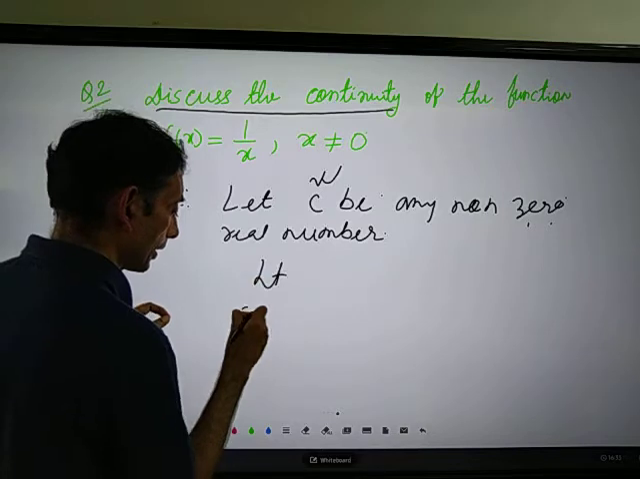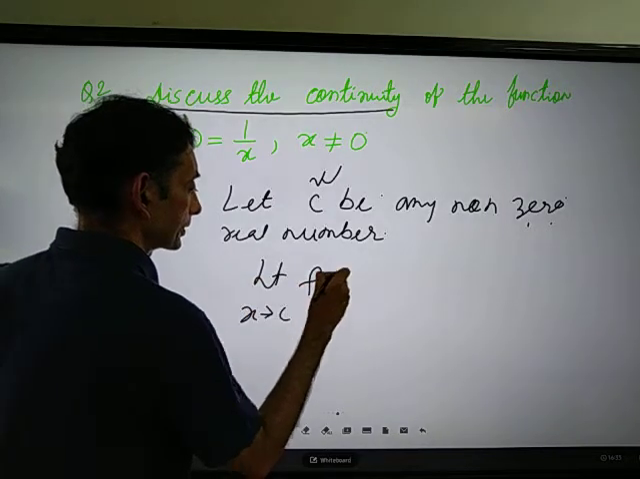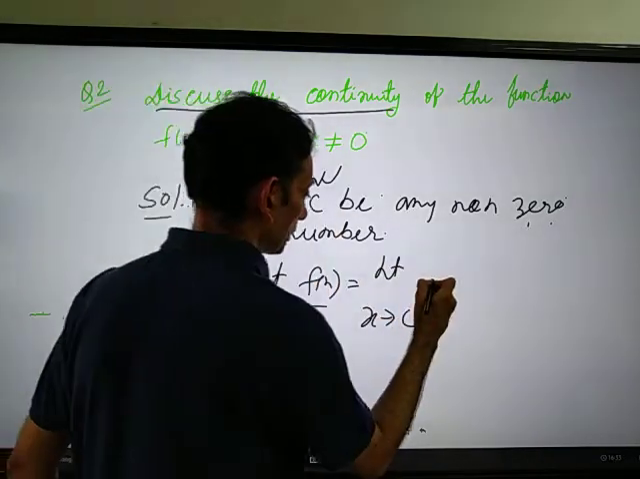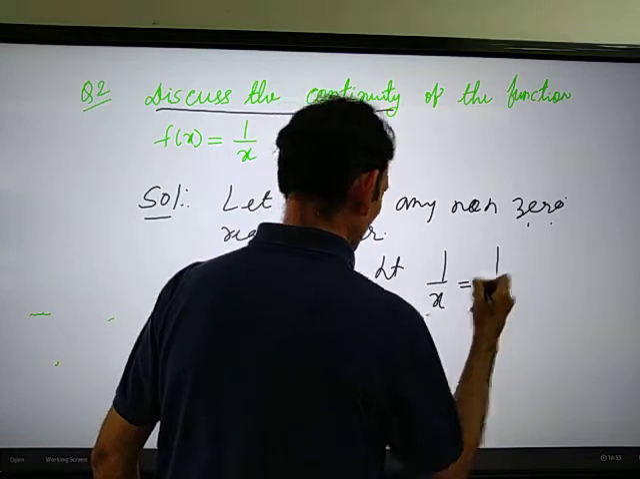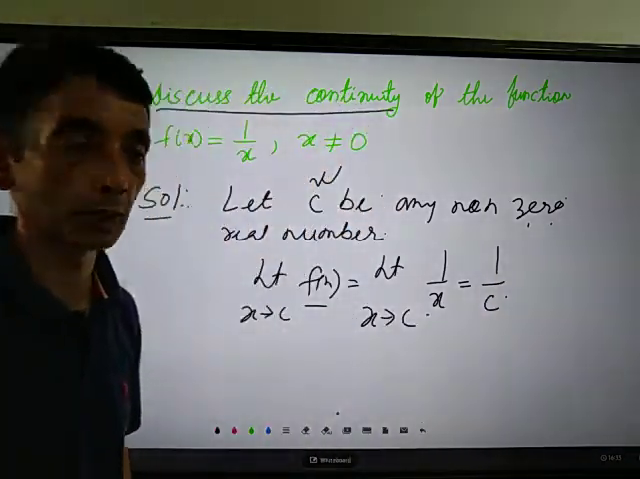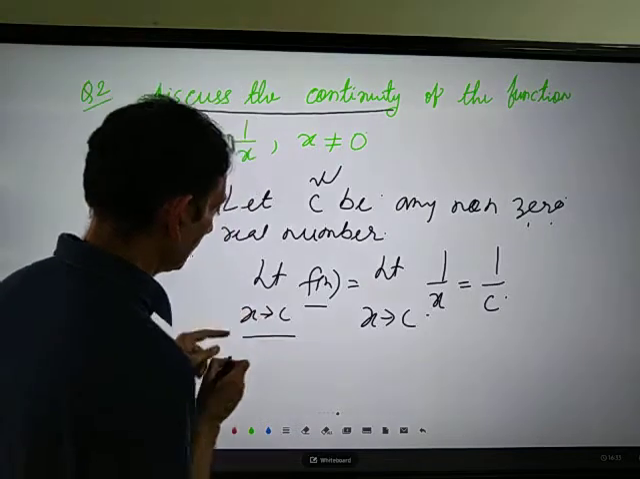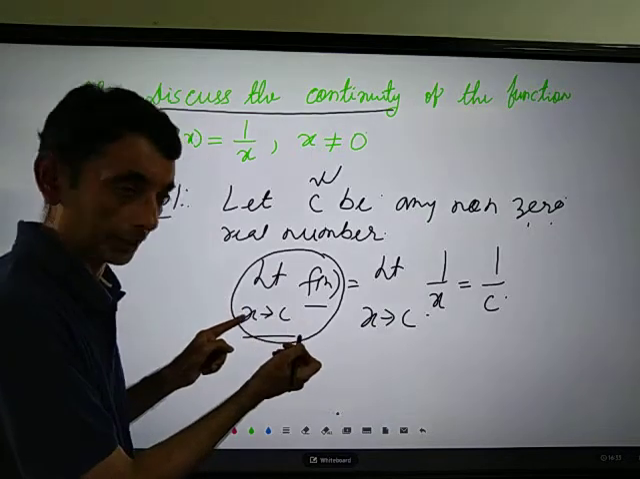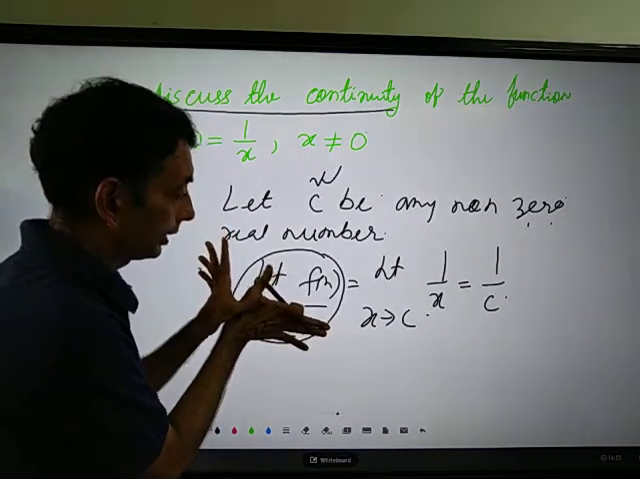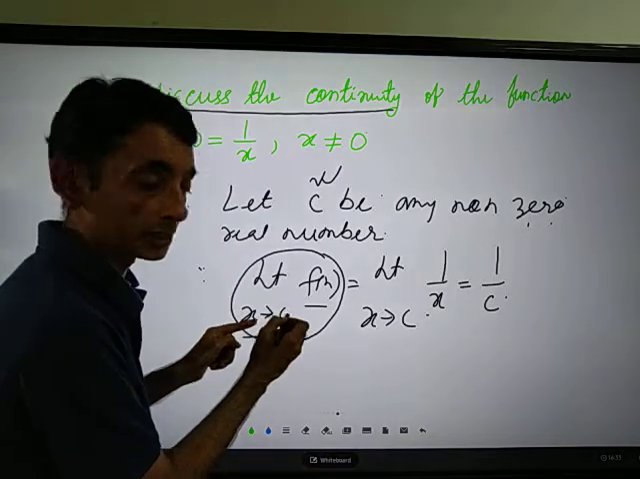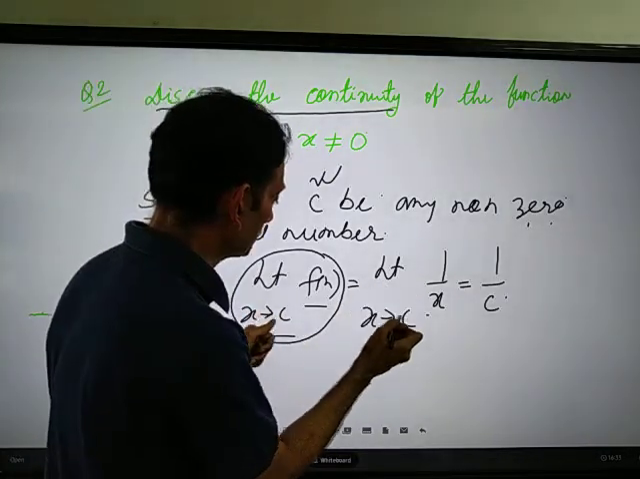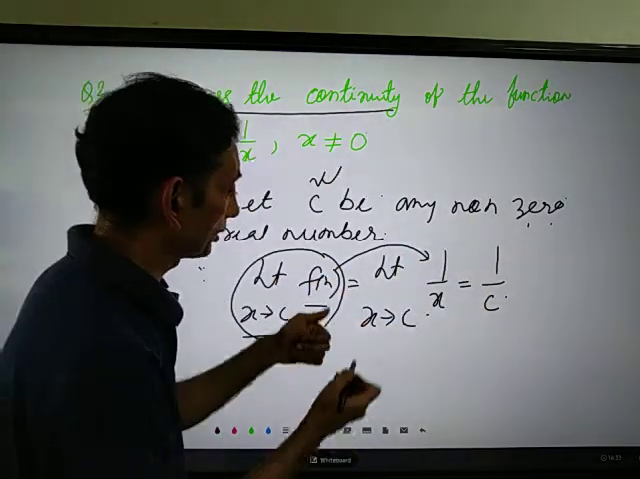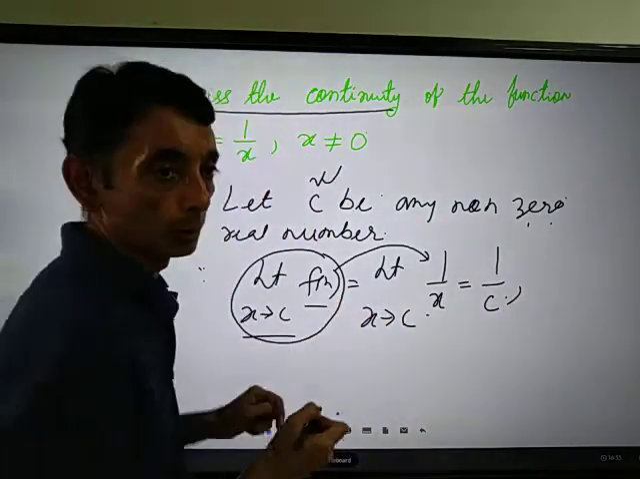Limit x tends to c, f(x). You can replace f(x) by 1 by x, so this is equal to 1 by c. When x approaches c, we are approaching from either direction, so both the left hand limit and right hand limit are included. The limit as x approaches c of f(x) is equal to 1 by x evaluated at c, which is 1 by c.